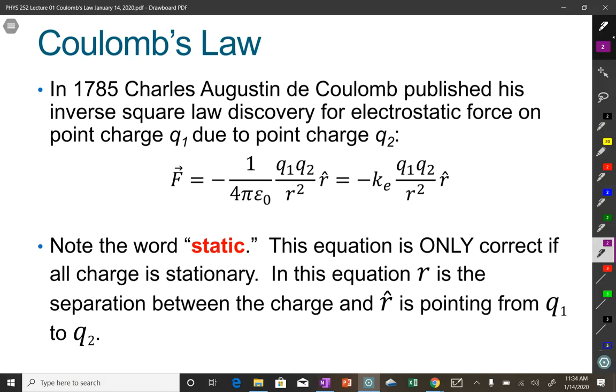Now, I have here a note that this equation is only true for static charge. If the charge is moving, you have more complex things at play. You still have this, but you have other things at play as well. So what we're talking about right now is static electric fields. Well, not fields yet, you haven't learned that word.